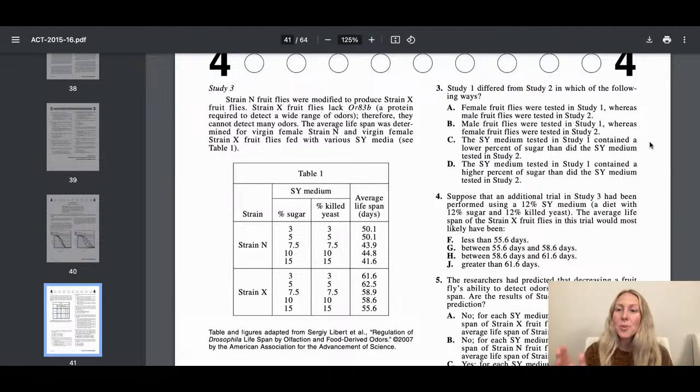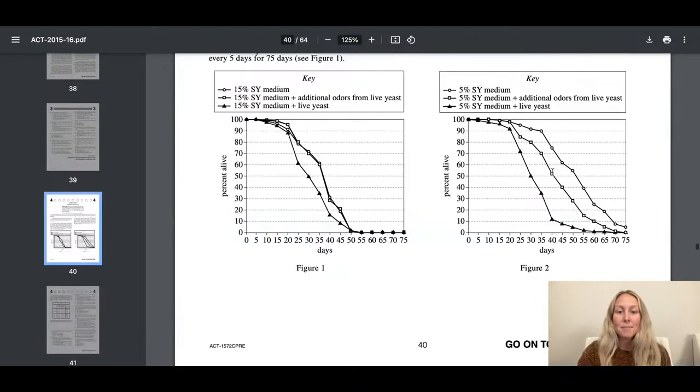Now, what is the only difference between C and D? The SY medium tested in study 1 contained a lower percent of sugar than did the SY medium tested in study 2. The SY medium tested in study 1 contained a higher percentage of sugar than the SY medium tested in study 2. So which one has a higher percent of SY medium?